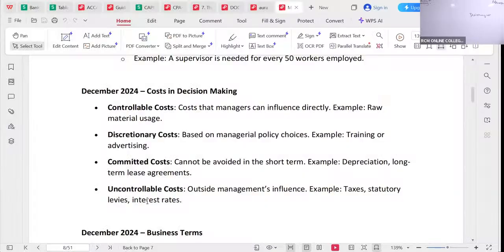Then we have uncontrollable costs. Those are those costs which management cannot influence. Example, the government tax. Rent is the very best, isn't it? You can't influence. If you want to influence rent, then be ready to disappear from someone's house. So in this case, those examples are very good. You must keep on giving them in your exams.